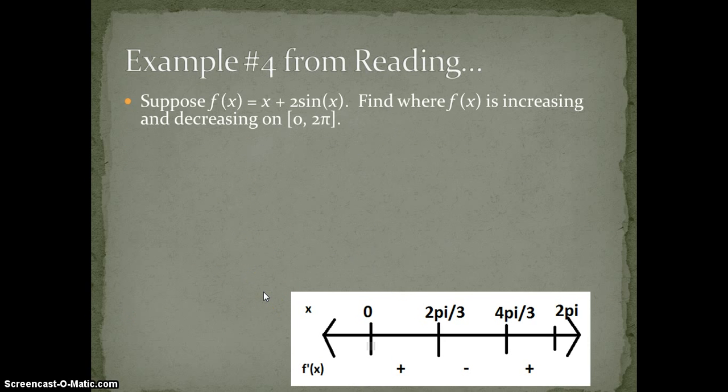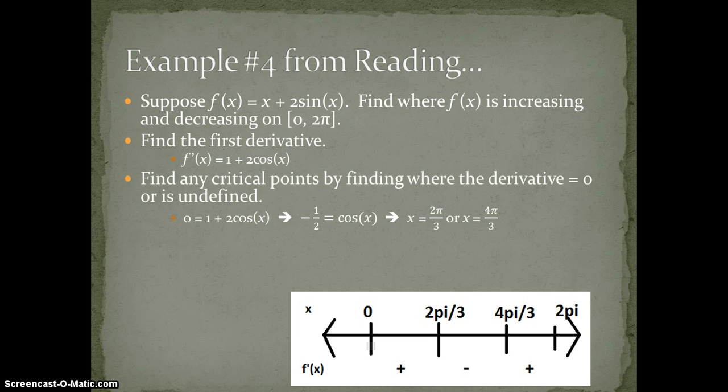Another example, this one involves trig. Suppose f of x is equal to x plus 2 sine of x. Find where f of x is increasing and where f of x is decreasing on the interval only from 0 to 2 pi included. Again, we find the first derivative, which is 1 plus 2 cosine of x.